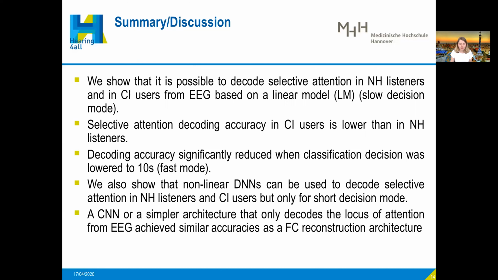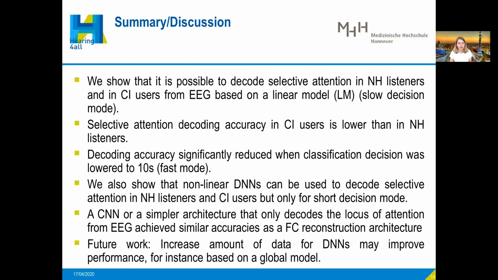And the convolutional neural network, or a simpler architecture, which only decodes the locus of attention, achieved similar accuracy as a fully connected reconstruction architecture. In the future, we are planning to increase the amount of data, which will probably improve the performance, or also, as an alternative, to use a global model, which takes training data from all subjects to predict just one subject.